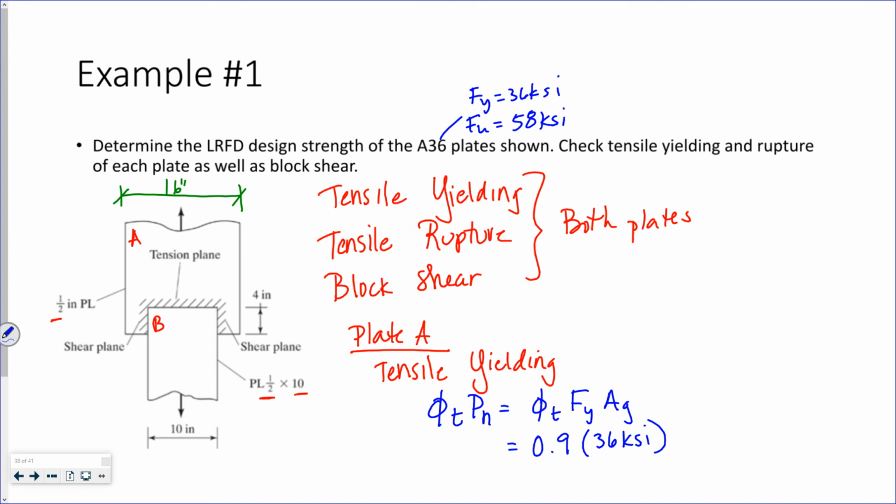So let's see, 36 ksi. My gross area is 16 inches wide, and my plate is 1/2 inch thick. Right, 16 inches wide, 1/2 inch thick. So tensile yielding would be 259 kips.